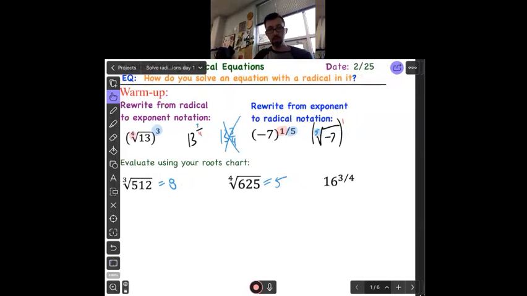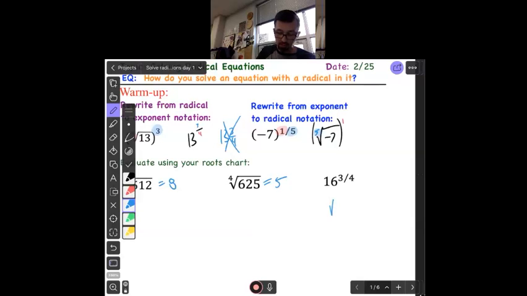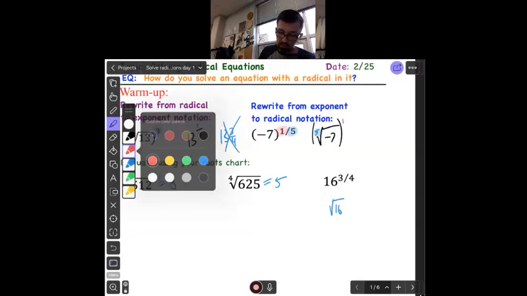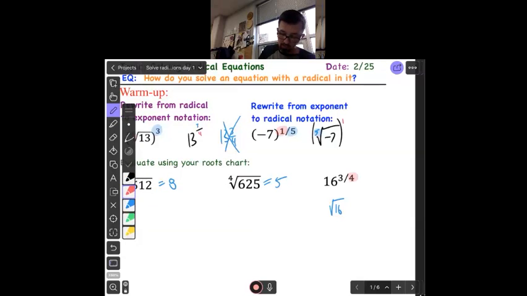And some of you guys just did that on the quiz. Right. First thing you do is translate that into a radical. So that's the root of 16. And our denominator is our index. So that's the 4th root. And the exponent is from the numerator. So this is the 4th root of 16 cubed.